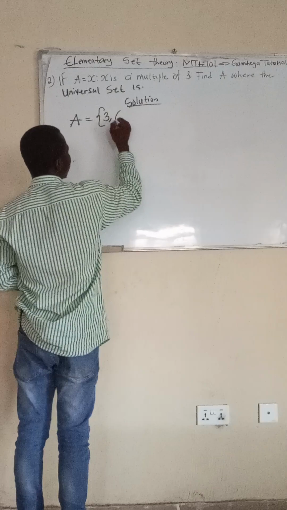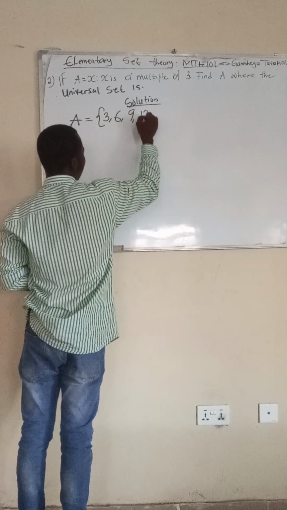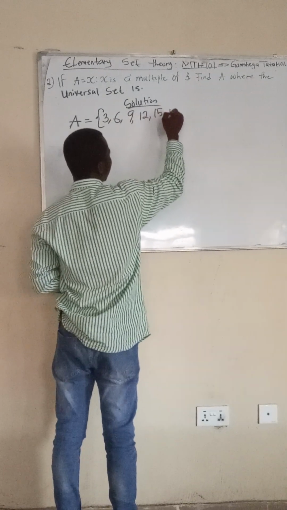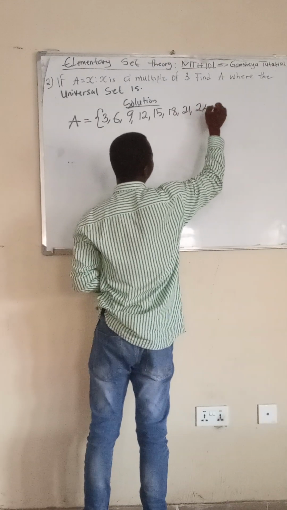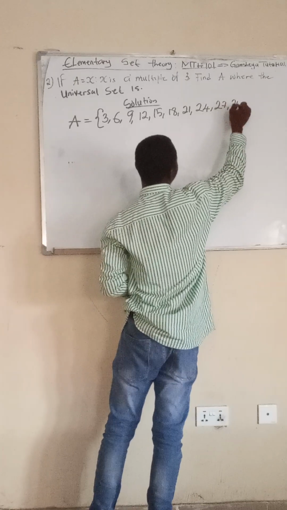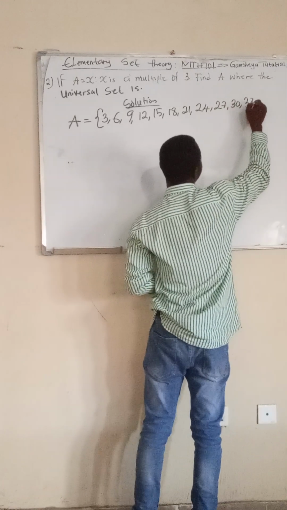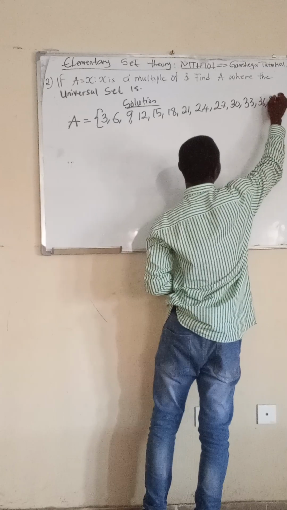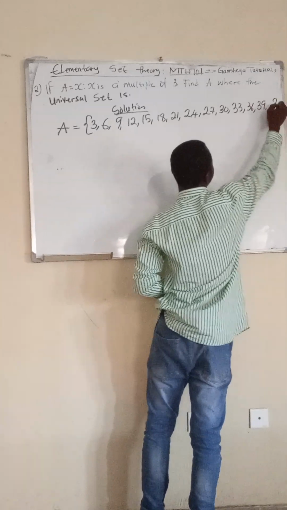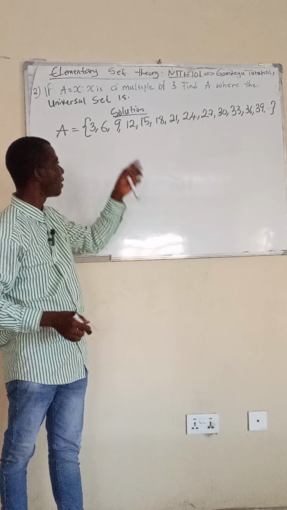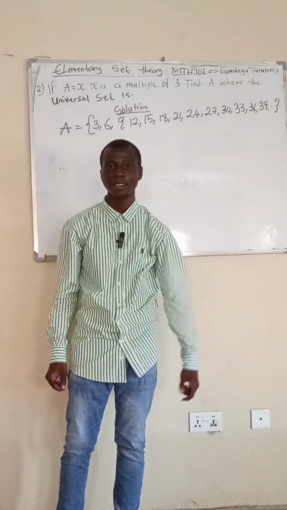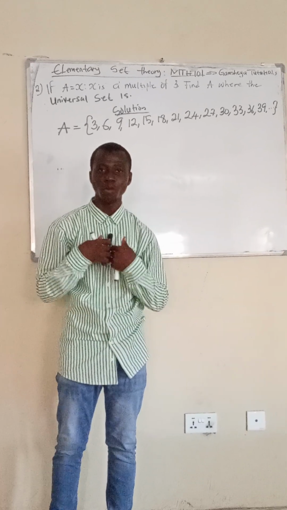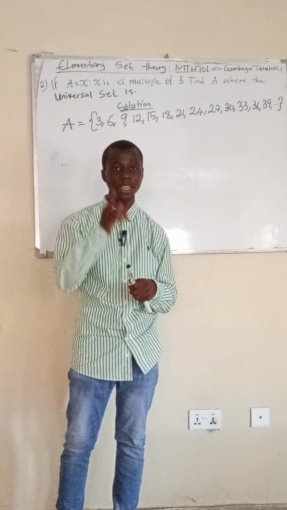So I'm going to be having 3, 6, 9, 12, 15, 18, 21, 24, 27, 30, 33, 36, 39, and you can see this is an infinite set. It keeps going till infinity because we were not given a place where we ought to stop. So this is the answer. A is a set of the multiples of 3. So let's go on to the next question.